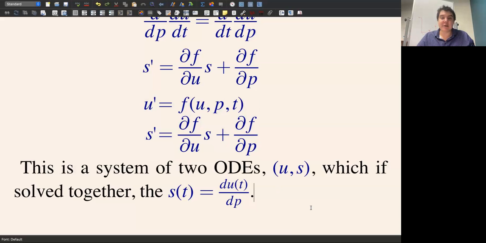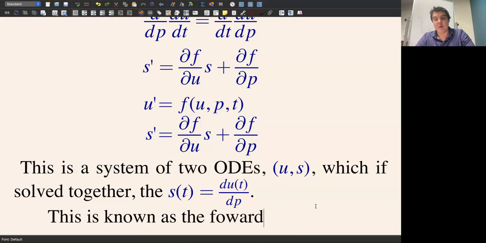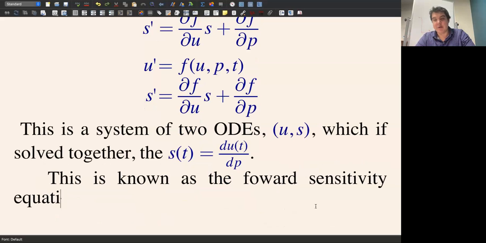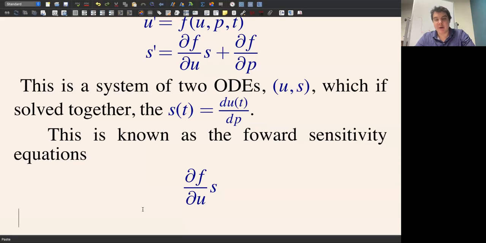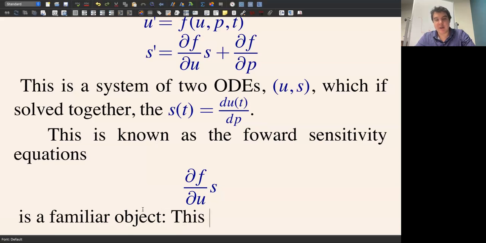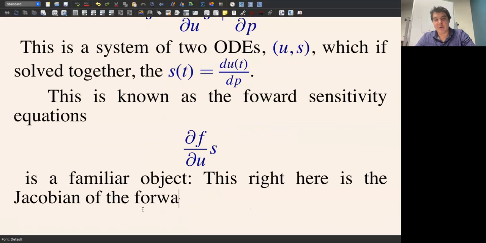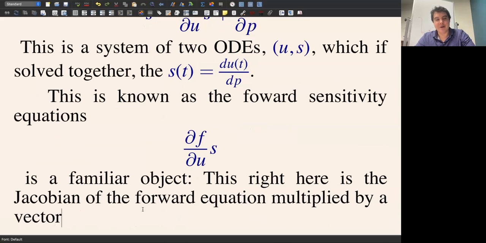So this is the forward mode way. This is known as the forward sensitivity equations. And the reason why you can understand it as forward, right, is this piece right here. This piece right here is a familiar object. This right here is the Jacobian of the forward equation multiplied by a vector.